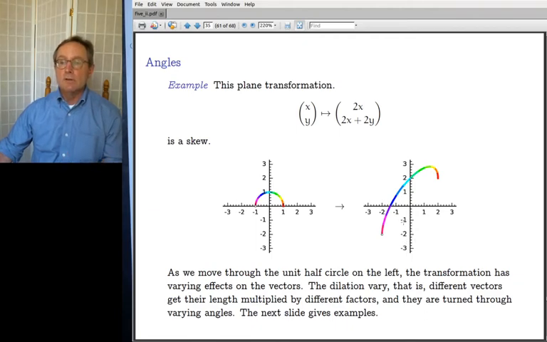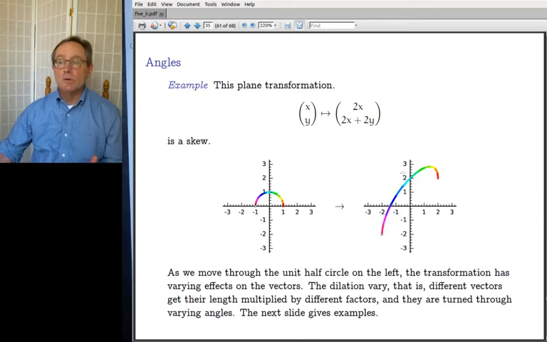Different vectors get their length multiplied by different factors, and they're turned through various angles. Just as an example here, can you see that the point (1, 0) is turned through an angle that looks to me like pi over 4, but maybe that's not right. Anyway, the (1, 0) is turned here, in addition to being made longer, being multiplied by a factor of, I don't know, is it 2? It's also turned through some angle.